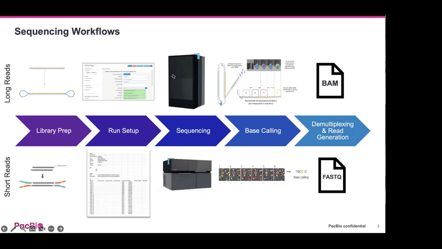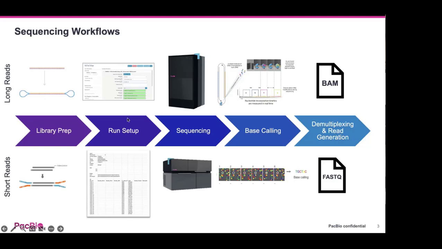Then when you're ready to start actually sequencing what you've prepped, you have to set up a run, and that's basically just telling the sequencer, here are all the settings I want you to run my sequencer with. On long reads, you're going to be defining things like movie times, like I want to run 24-hour movies or 30-hour movies while it's sequencing, because it's sequencing in real time. On short reads, it's taking snapshots of the flow cell at certain points in time.